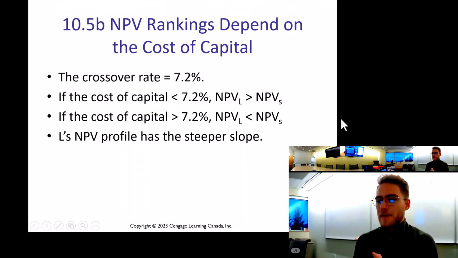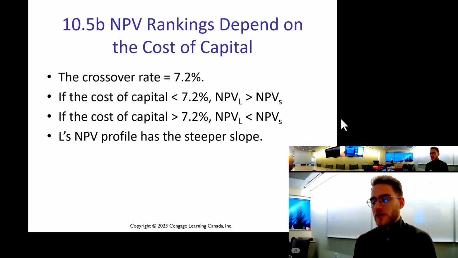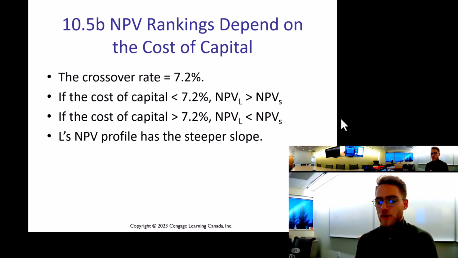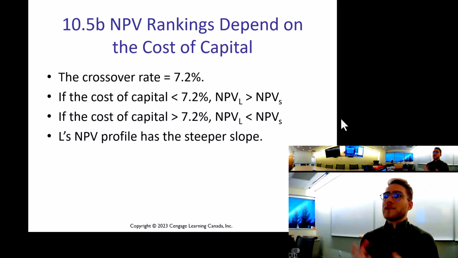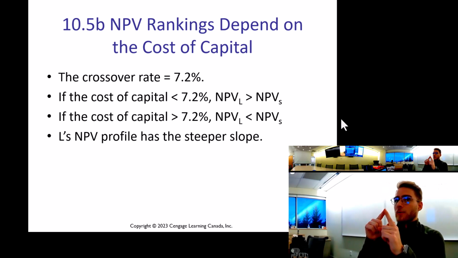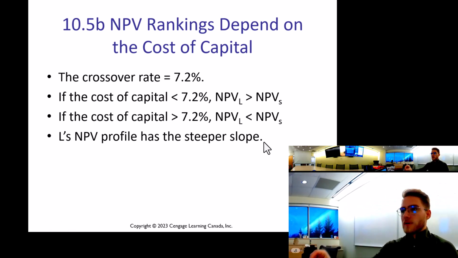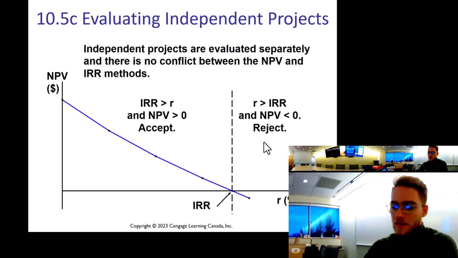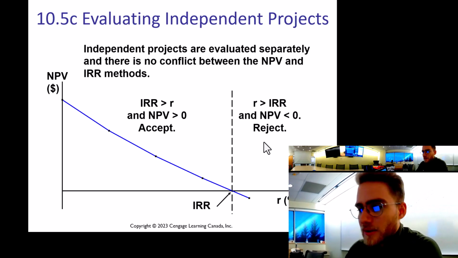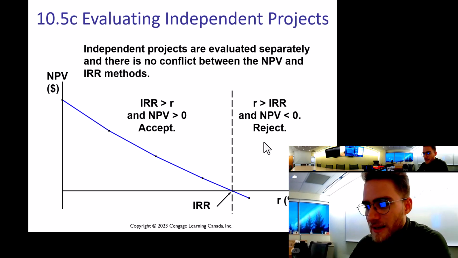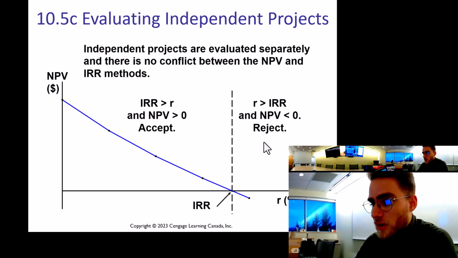So NPV rankings depend on the cost of capital, right? This is everything I've already explained. Your crossover rate is 7.2%. If your cost of capital is less than 7.2%, you're picking project L. If your cost of capital is higher, aka your discount rate is higher than 7.2%, you're going to pick project S, right? Because it's the point where your project selection will change. And the project with cash flows further out will have a steeper curve as the weighted average cost of capital increases.